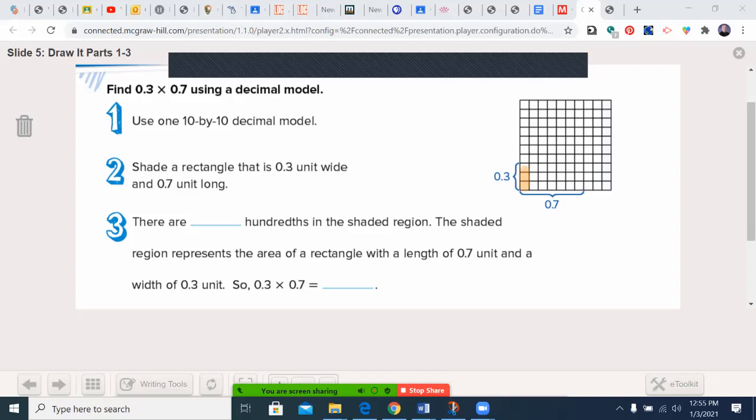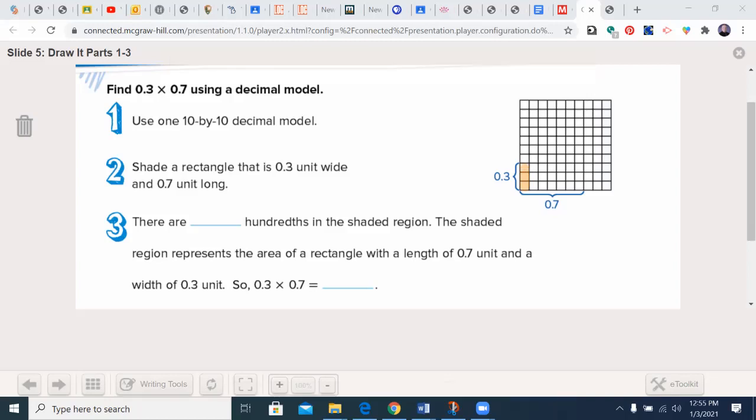So I'm going to go up 3. And then it's going to tell you how far to go over. 7/10 means 7 columns. So I'm going to go 1, 2, 3, 4, 5, 6, 7. From there, I'm going to make a rectangle, and I've filled that in. So it's 3 high, 7 wide.